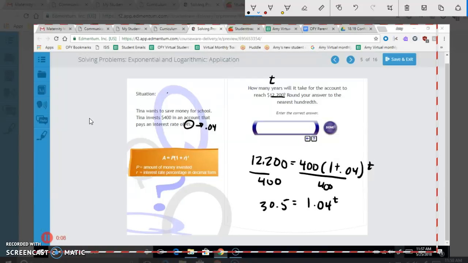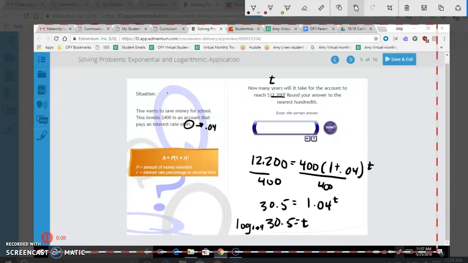Now here, since we're trying to find the exponent, we have to set this up as a log problem instead. So it's going to be log with a base of 1.04 of 30.5 equals T.